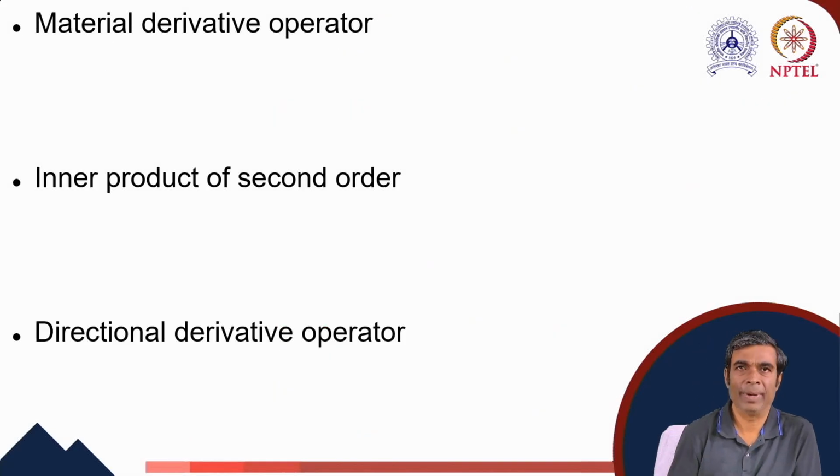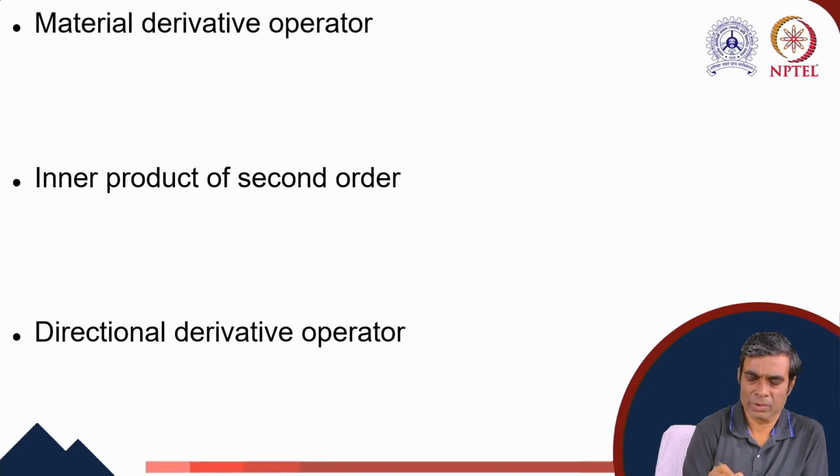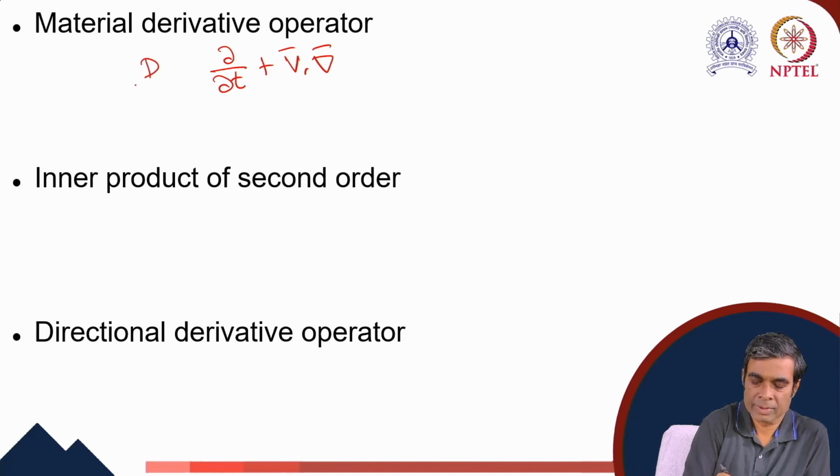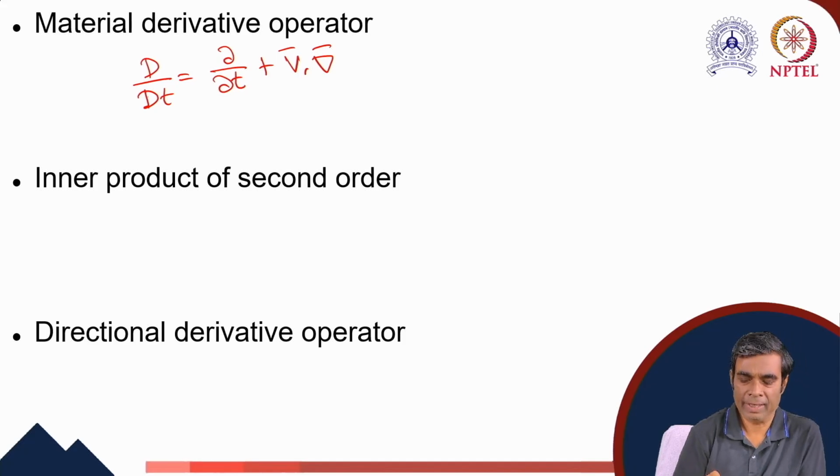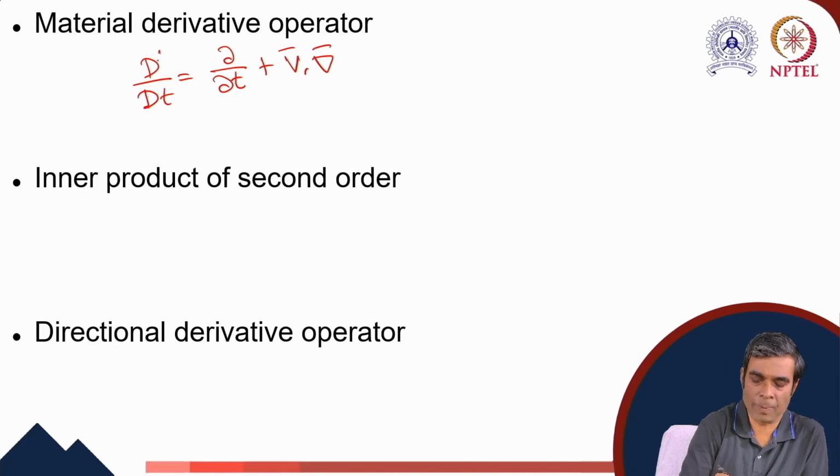Next we go for the material derivative operator. This is also present in the left hand side of the momentum equation, the continuity equation also we can say, and the energy equation. So this material derivative operator is given by the time component and the velocity component. Here it is written as the total derivative, capital D/Dt equals temporal derivative plus the convective portion. So it is operating on a scalar or a vector.